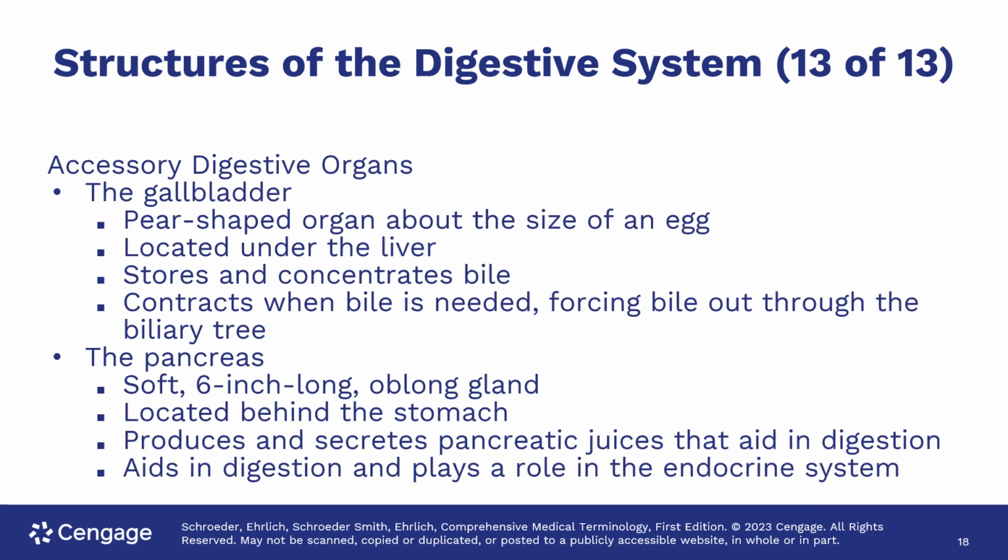The gallbladder is located under the liver and stores the bile. The pancreas is also part of the endocrine system located posterior to the stomach. Where is that? Behind, correct. It makes pancreatic juices that also help in digestion.